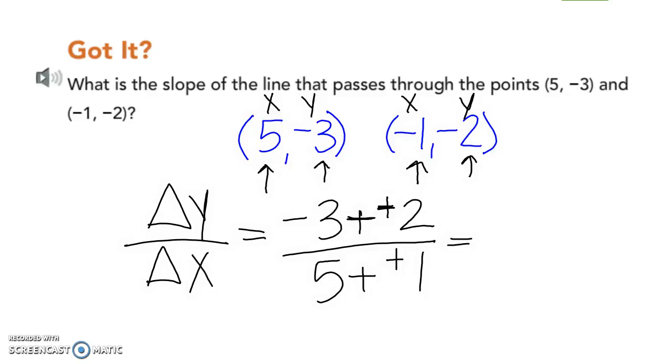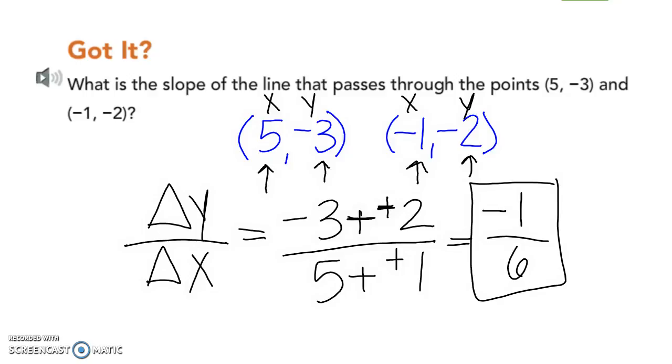So now on the top, negative 3 plus 2, signs are different, so I subtract and keep the sign of the bigger number. That's negative 1, and then 5 plus 1 is 6. So my slope here is negative 1 over 6.